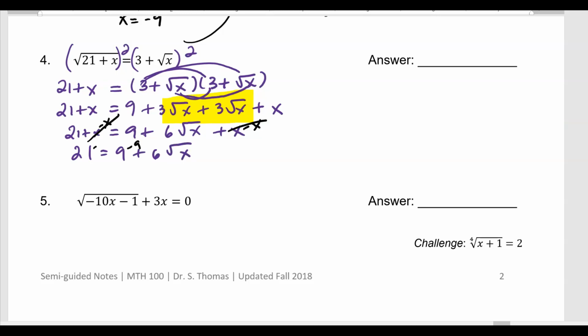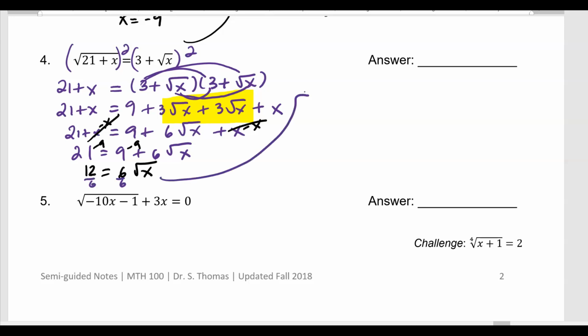So we're going to subtract 9, and we're going to get 12. 21 minus 9 is 12 equals 6 radical x. How do we get rid of this 6? So we still got to isolate that. We got to isolate it by dividing by 6.